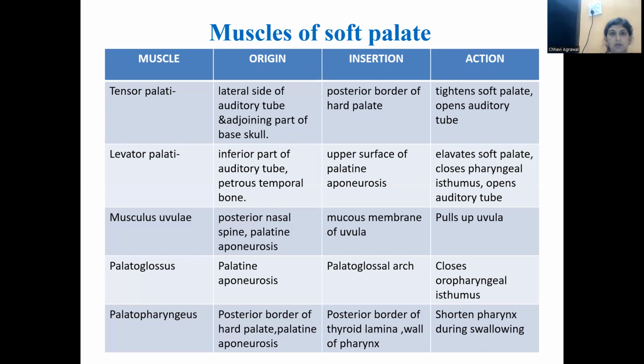Palatopharyngeus muscle originates from the posterior border of hard palate and palatine aponeurosis, gets inserted over the posterior border of thyroid lamina and wall of the pharynx. The action is to shorten the pharynx during swallowing.